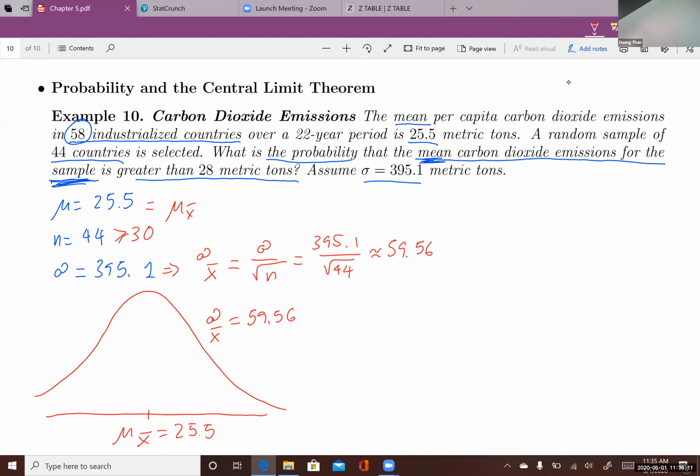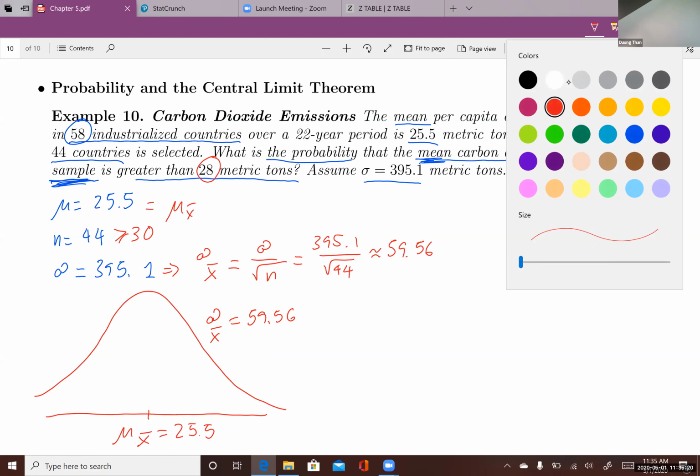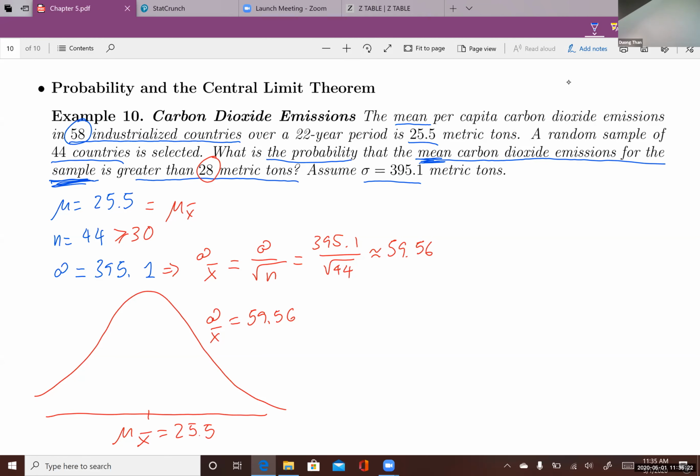And then we want to find the probability that the mean of this sample is greater than 28 metric tons. That means my interest value is 28, and 28 is to the right of the mean. And I want to find the probability of the mean being greater, so I need to find the probability to the right of this point, right? So I would say the x bar is 28. Okay.